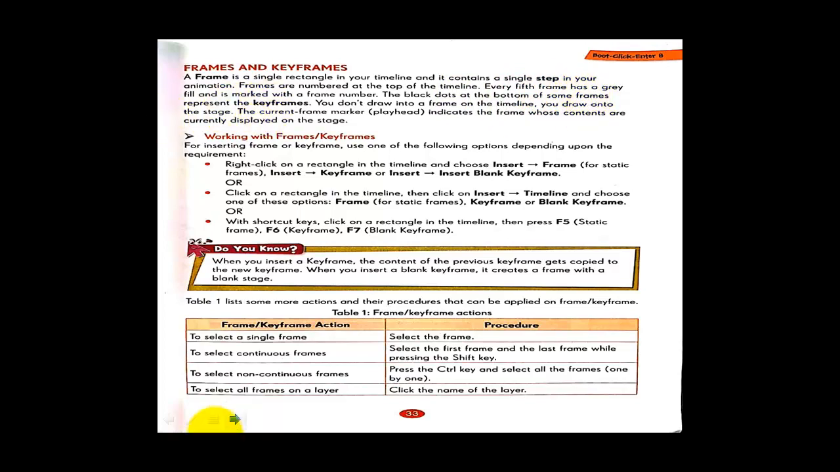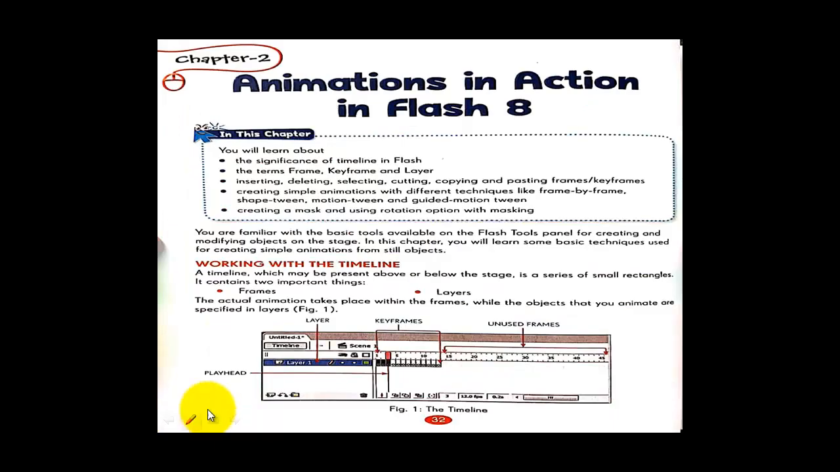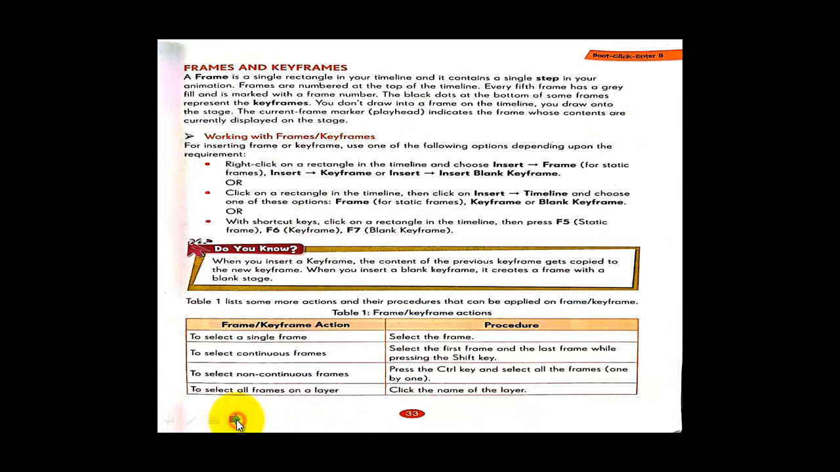Now let's see here. At the bottom, we can see a dot here, right? These frames are numbered like 5, 10, 15, 20, 25, and here is a dot given. You can see. If you didn't see properly, you can refer to your textbook.